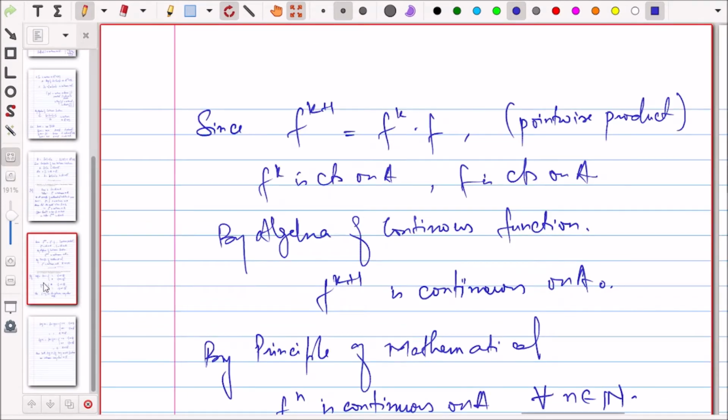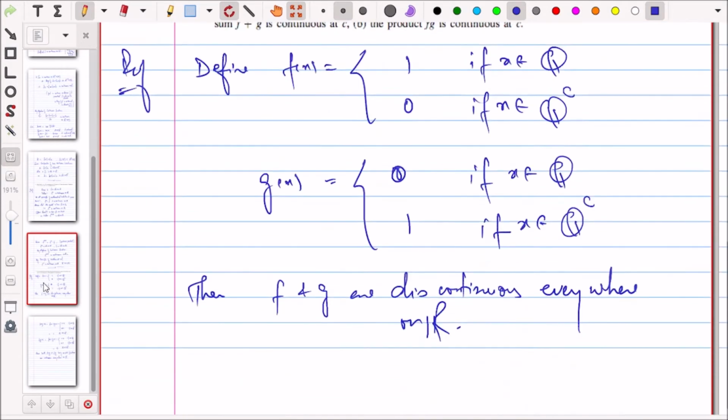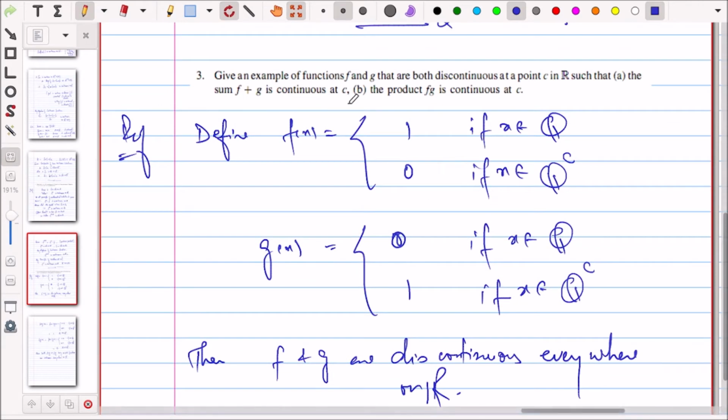This is one simple example which you could have considered for this. Although we were asked to prove at a point, we were able to prove on the whole set R.